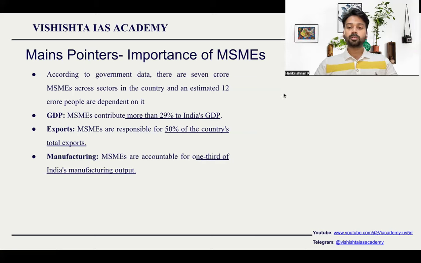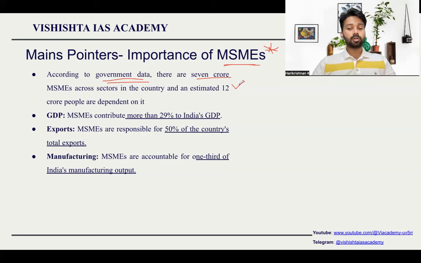Some important points related to MSMEs which you can use in your mains answer writing, because MSMEs is the favorite topic of UPSC asked in GS3. According to the government's data, the government itself has told that there are 7 crore MSMEs across the country. 7 crore is a huge number. And in total, 12 crore people are dependent on it. They are employed there. So this shows the importance of MSME sector in India.